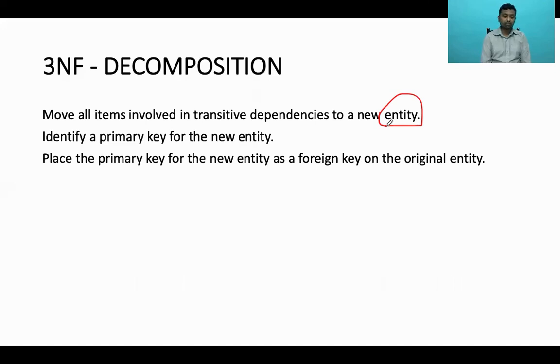Find a primary key for that, and then place the primary key for the new entity as a foreign key on the original entity. Right now, if there is a new entity in the new table, there should be another entity which is relating to that; that is your foreign key. Okay, so I have a foreign key so that I can relate both the tables. Now let us see how to decompose again with an example.